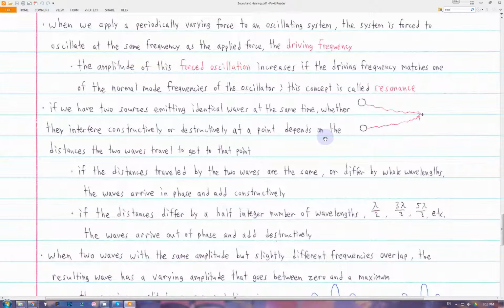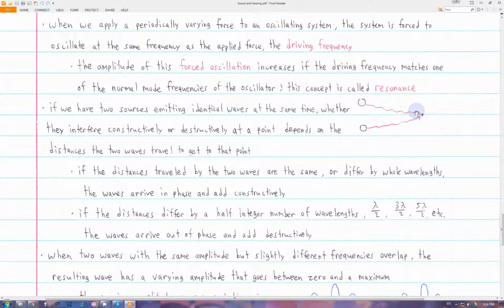And so now we're going to look more at the interference of two waves. So say we have two sources that are emitting identical waves at the same time. Now, we want to see whether they will interfere constructively or destructively at a certain point. That depends on how long these two waves travel to get to this point. So if the distances traveled by the two waves are the same, then they'll arrive in phase. They'll be at the same point in their wave cycle.